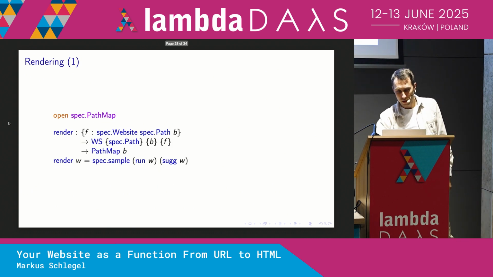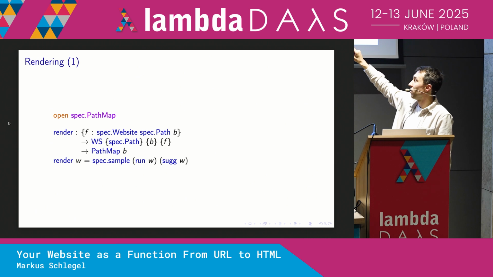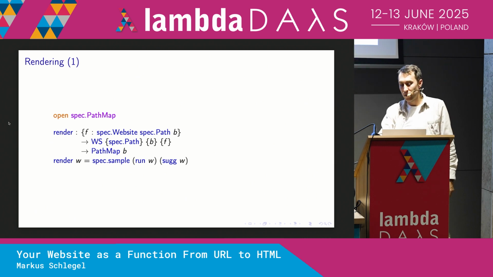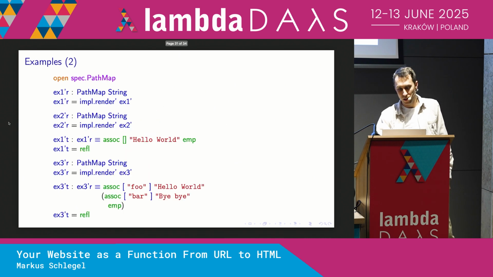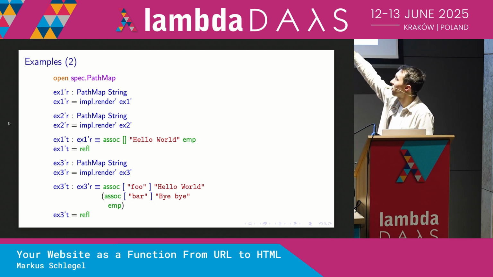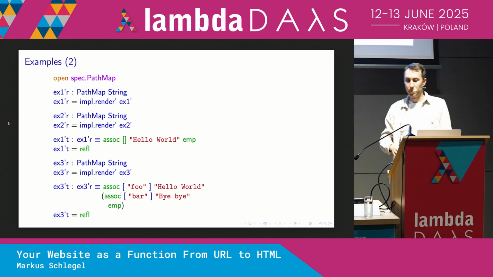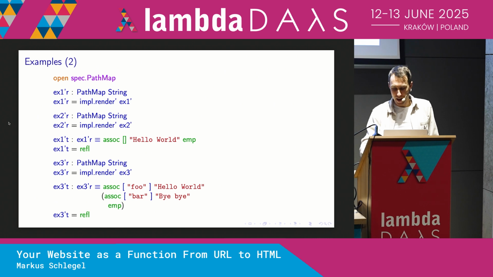And this works. So now we can build a render function, which is sampling our website, so our function, at its own suggested sampling points. And if we do that, then we get out something like this. So x3 prime t, it's somewhere up here, and the output is this, right? And this is just a map. It associates foo with hello world and bar with bye bye. And now to render that as files is just one little layer more.